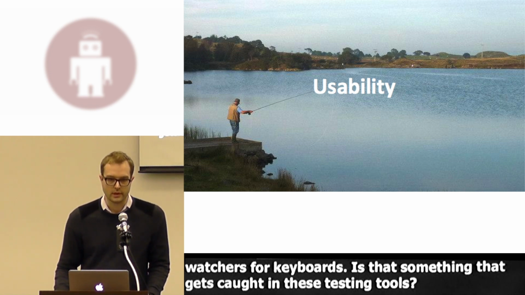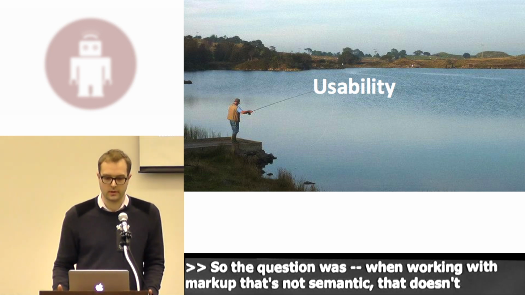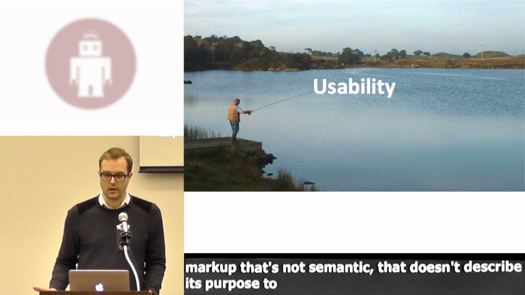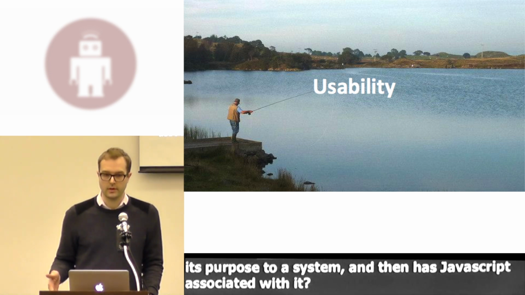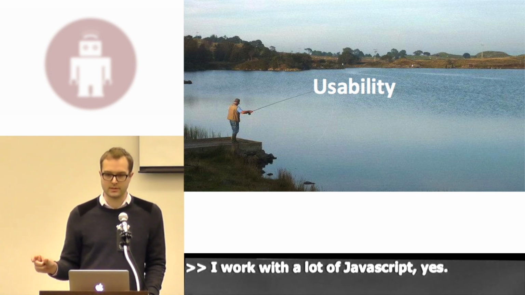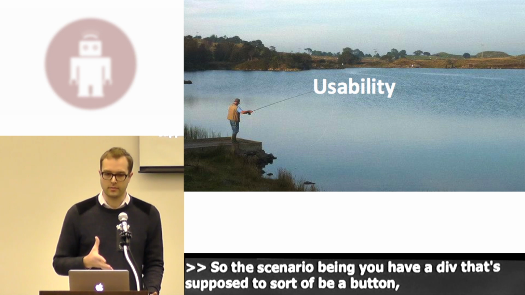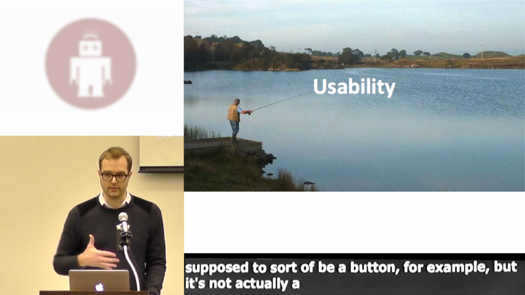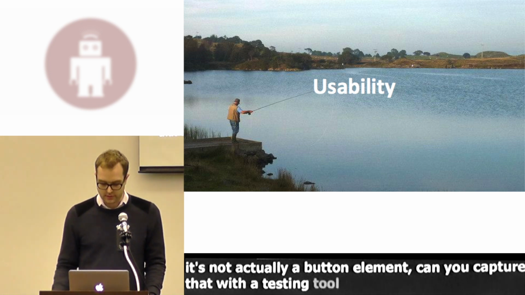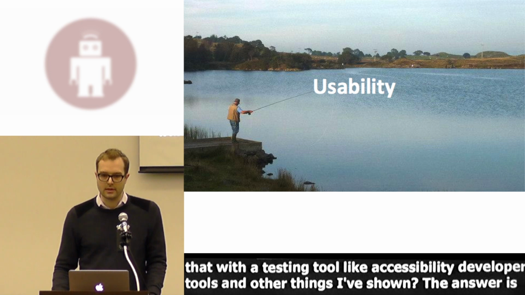Sure. The question was, when working with markup that's not semantic, that doesn't describe its purpose to a system, and that has JavaScript associated with it, so the scenario being you have a div that's supposed to be a button, for example, but it's not actually a button element. Can you capture that with a testing tool like accessibility developer tools or some other things I've shown? The answer is sometimes.